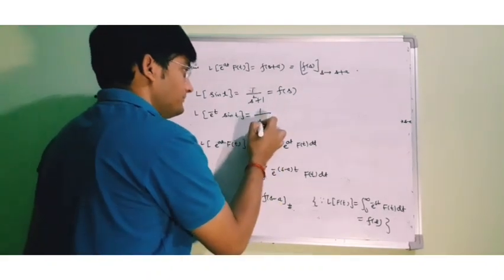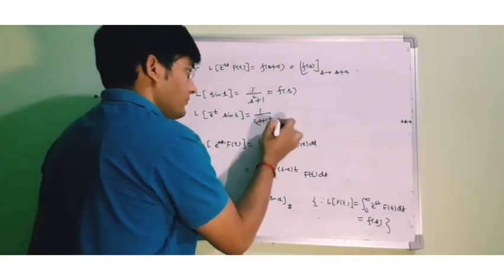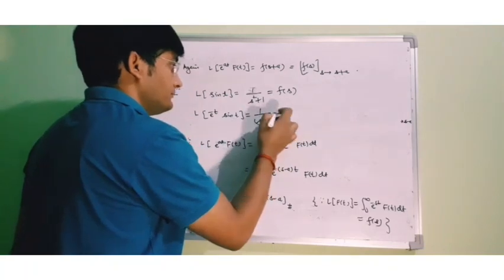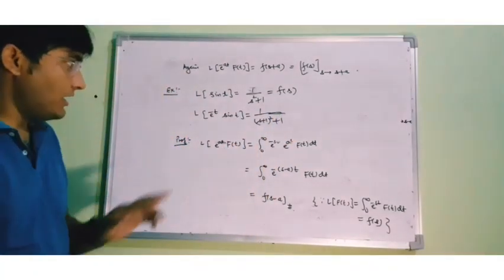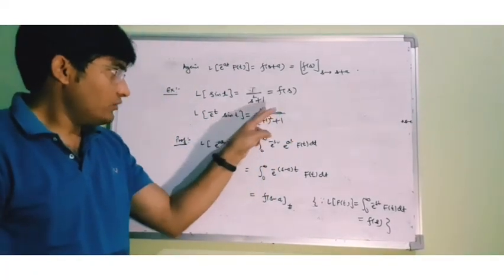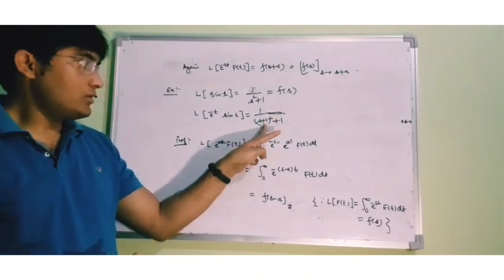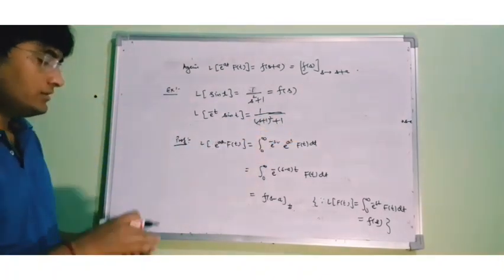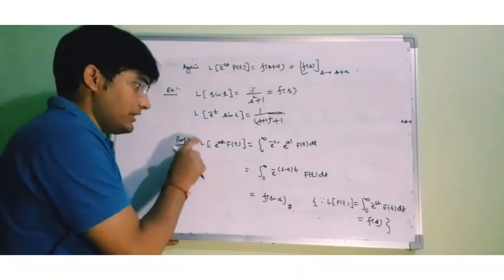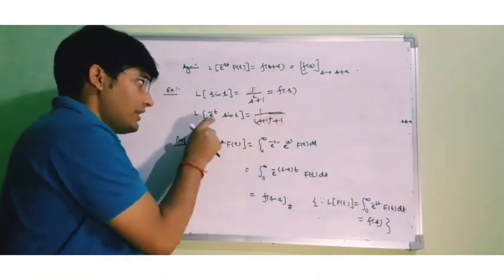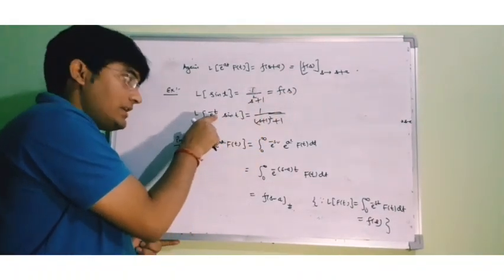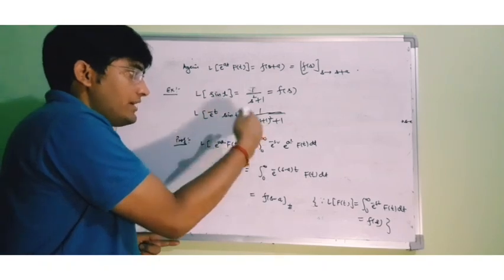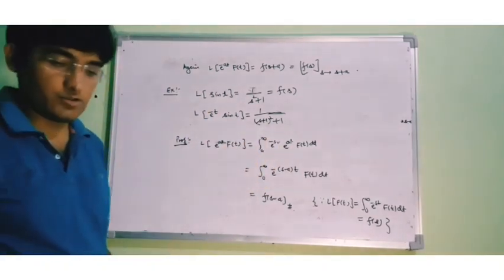So our answer is this one. Laplace of e to power minus t sin t will be 1 upon (s plus 1) whole square plus 1. Just remember that we have to replace s by s minus a. In our case, a is minus 1, so we have replaced our s by s plus 1.